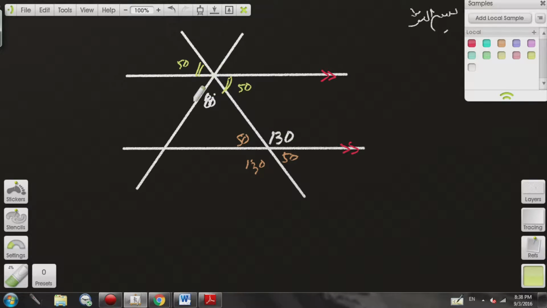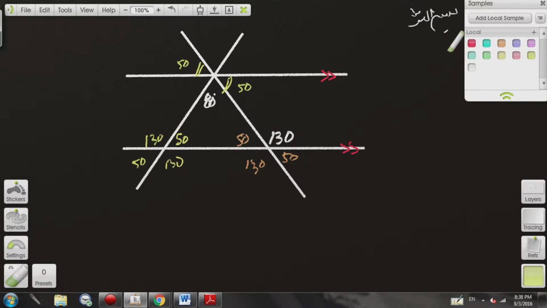All right, now this is a triangle over here. All the interior angles of a triangle add up to 180. That's 80 plus 50 is 130. So this is going to be 50. That's 50. So this is going to be 50. Okay? That's because they're vertical angles. This is 50. That's going to be 130. That's going to be 130.